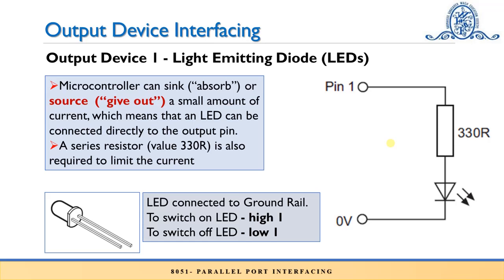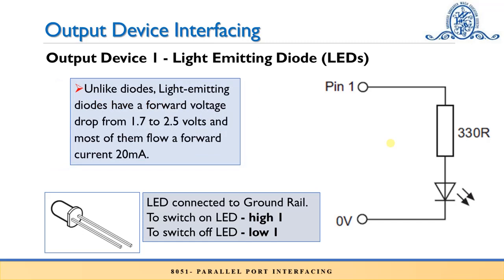Now in this case, the LED is connected in such a way that the anode is connected to the pin of the microcontroller and the cathode is connected to the ground. So in this case, to switch on the LED, you have to make the pin 1 high, and if you have to switch it off, you have to make it low. So when the pin will be high, that time the current will flow through the LED, it will glow. If it is low, then the LED will not glow.